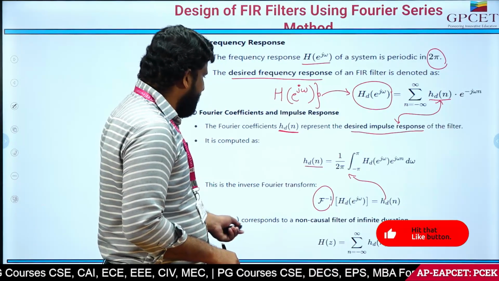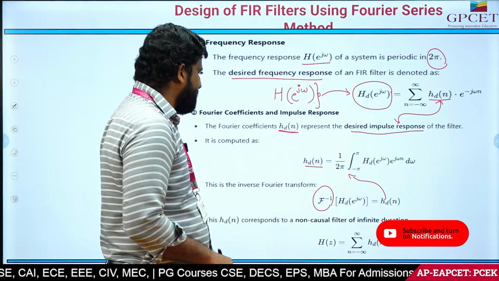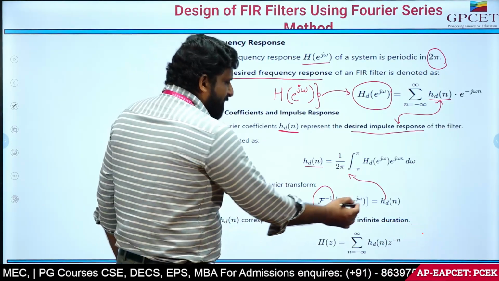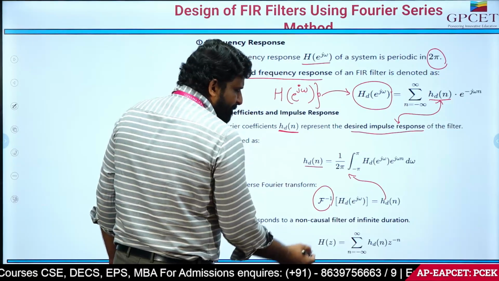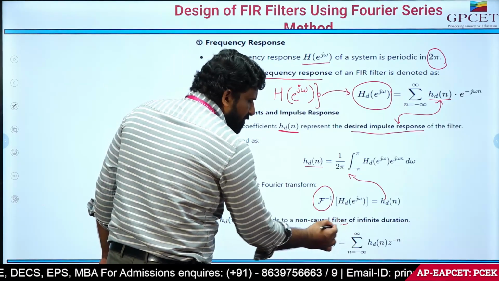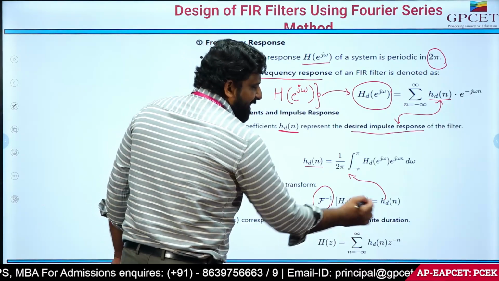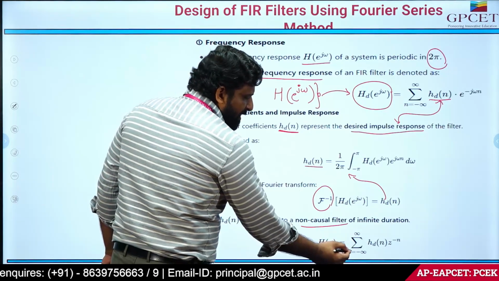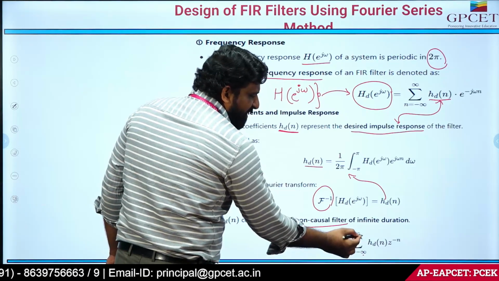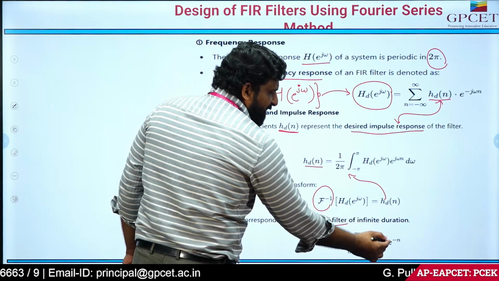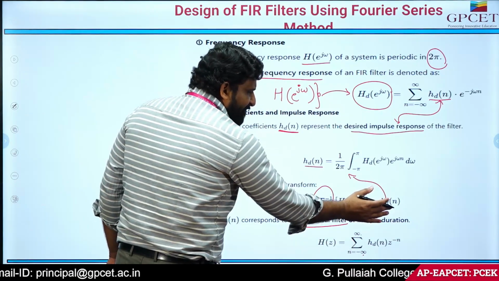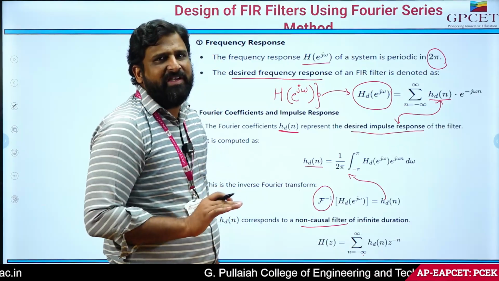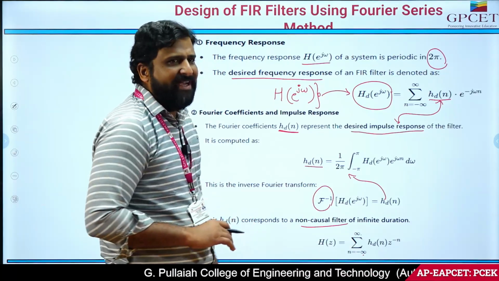Now this hd of n, the desired impulse response, corresponds to a non-causal filter. That means it will be in the form of a non-causal filter, which is of infinite duration. How? H of z is equal to the summation from n equals minus infinity to plus infinity of hd of n z power minus n. That is, the desired impulse response is in the form of a non-causal filter, of infinite duration.